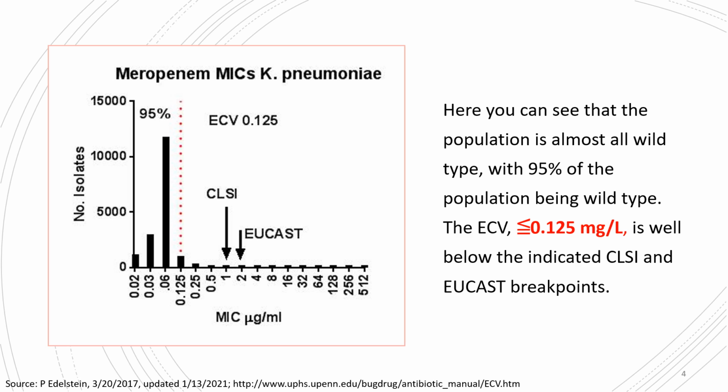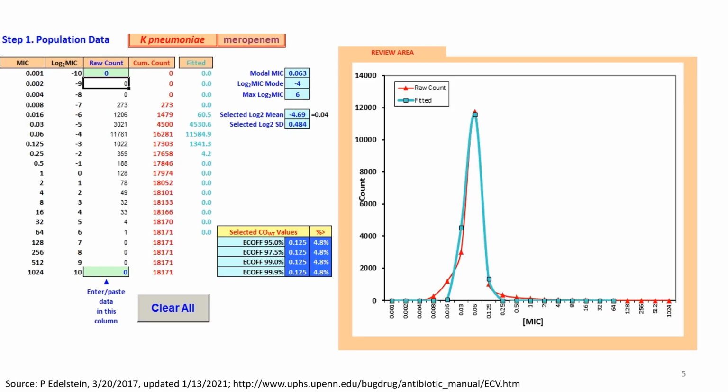So here you can see we have an epidemiological cutoff value. The epidemiological cutoff value is much lesser than the CLSI breakpoint and the EUCAST breakpoint. And when the MIC is less than the epidemiological cutoff value, that means they don't have a resistance mechanism as well as they are sensitive as per the breakpoints of CLSI and EUCAST. We have software wherein MICs are entered and we get the epidemiological cutoff values as well as the breakpoints.